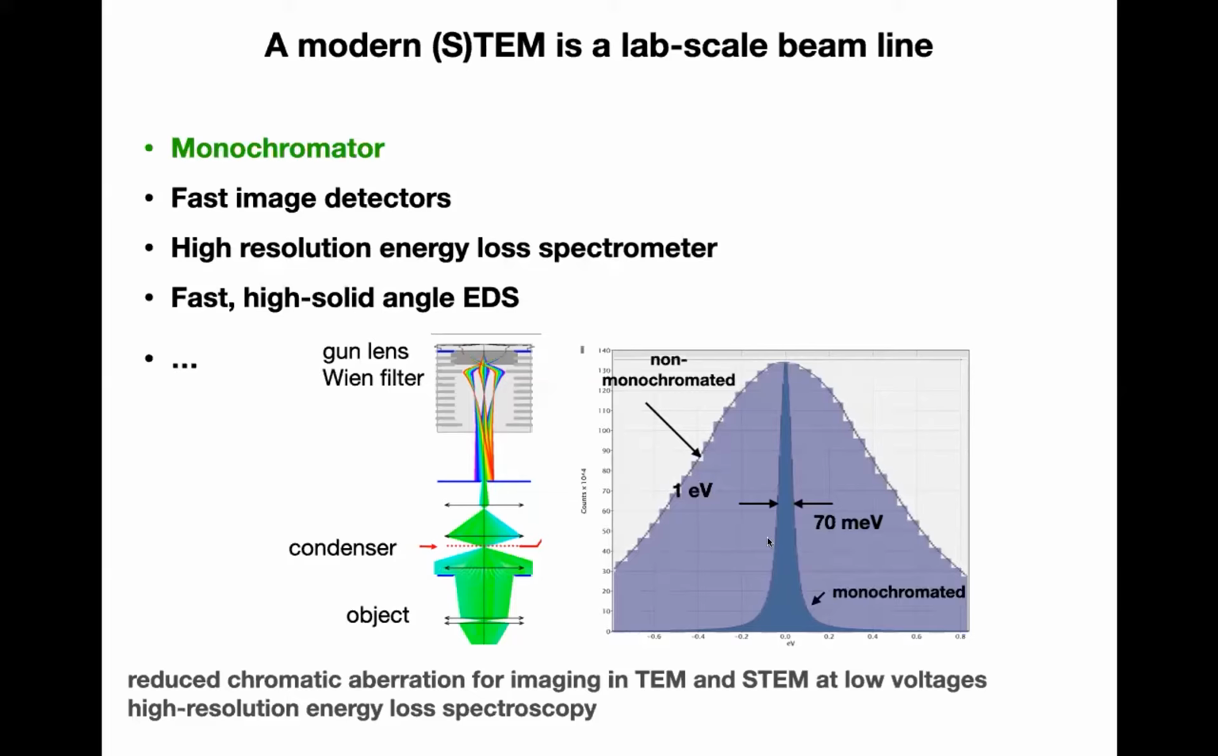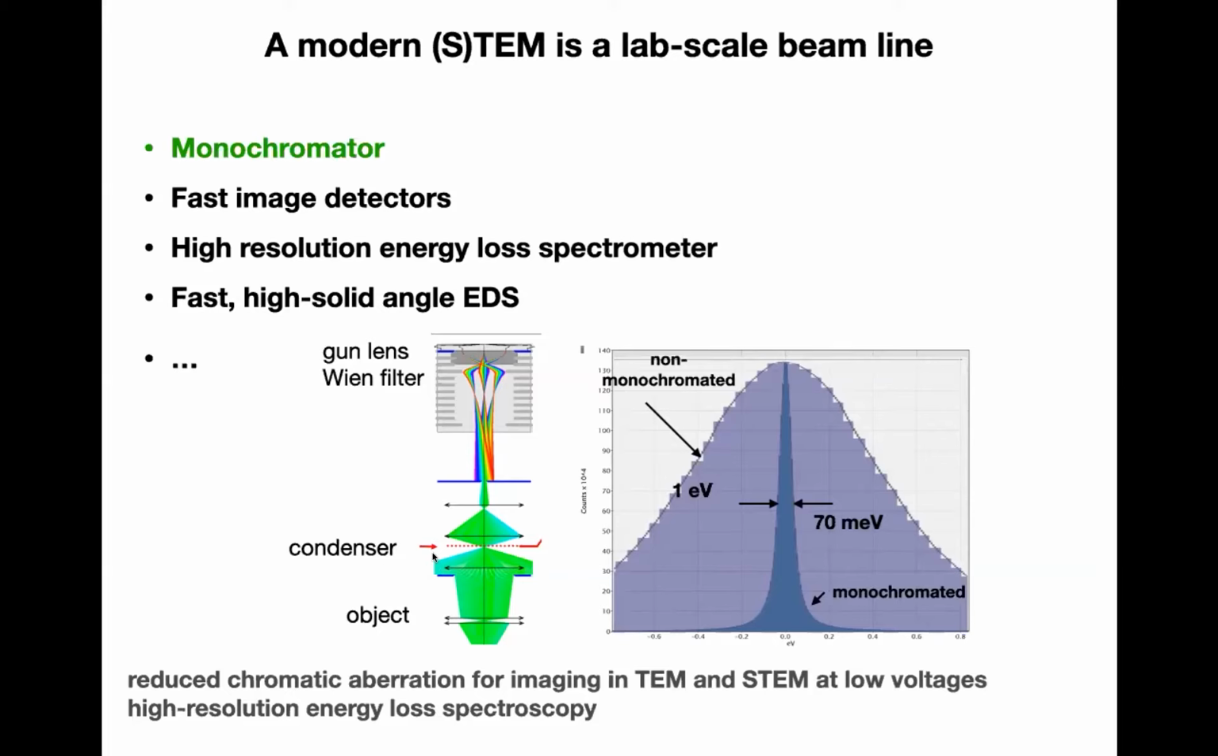So for instance, we have monochromators in order to reduce the source width, the emission width of the electron source. Typically in a field emission microscope, you have an energy spread of the source, which is around 1 electron volt. This is for a Schottky type emitter. For cold FEG emitters, you can have something like 0.3 electron volts. But with a monochromator, you can bring down this width to, in our case, 70 millielectron volts, which comes very handy for reducing the chromatic aberration for imaging at lower voltages, or to do high resolution energy loss spectroscopy. And I will show a few examples later on.